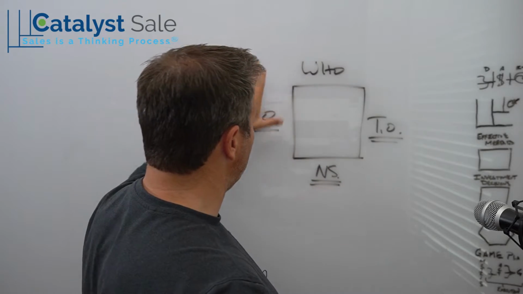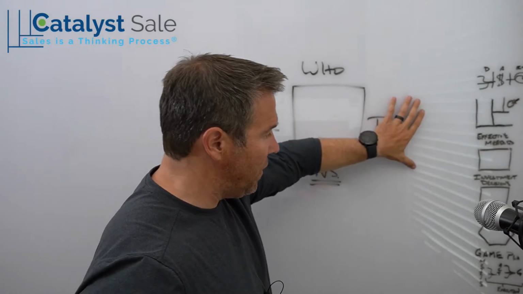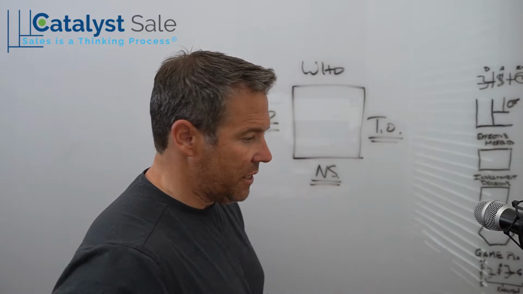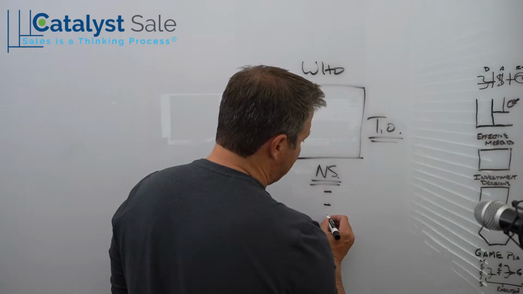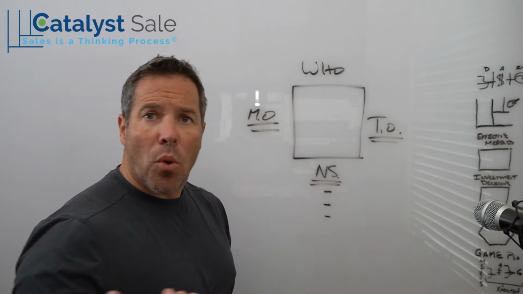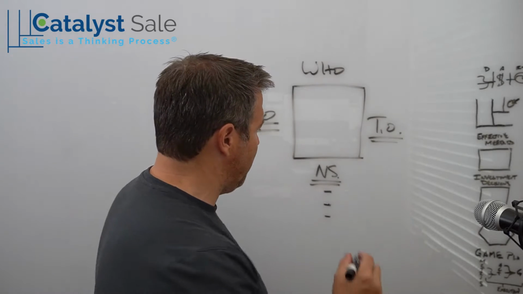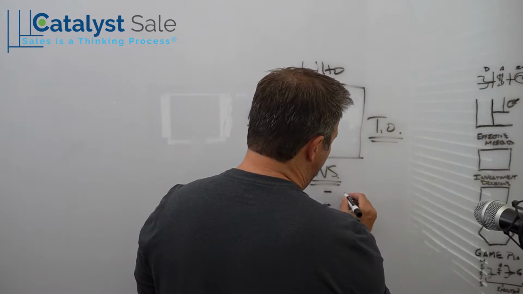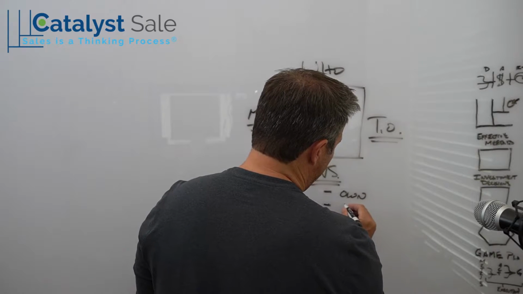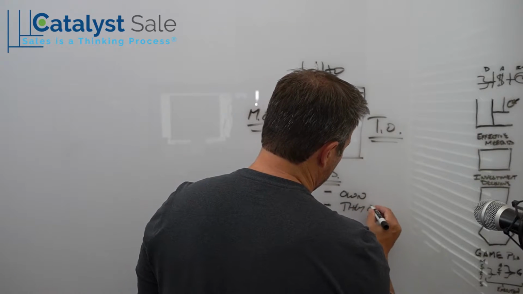So who's going to be in the room? What are my objectives? What are their objectives? What are my desired next steps? When I put together the desired next steps, it's important for me to be really clear about what I'm going to own and what they are going to own.